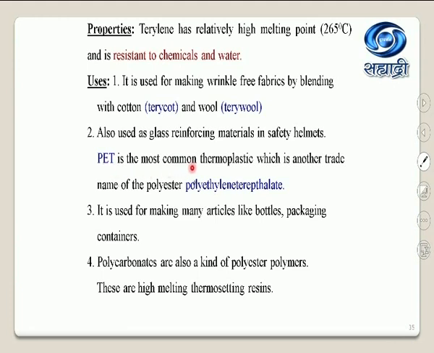PET is the most common thermoplastic, which is another trade name of polyester, that is polyethylene terephthalate. So this PET is nothing but polyethylene terephthalate. It is used for making many articles like bottles, packaging containers. Polycarbonates are also a kind of polyester polymers. These are high melting thermosetting resins. So in this way, it is the preparation, properties and uses of terylene polymer.